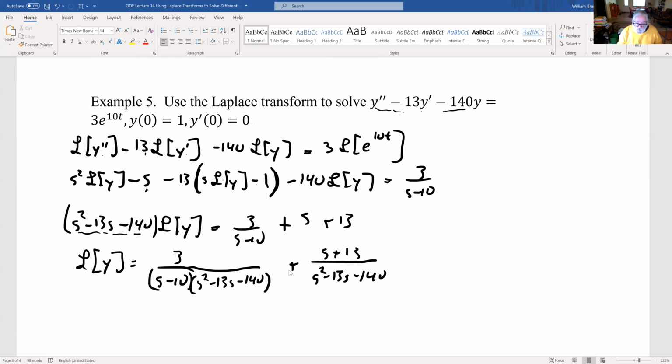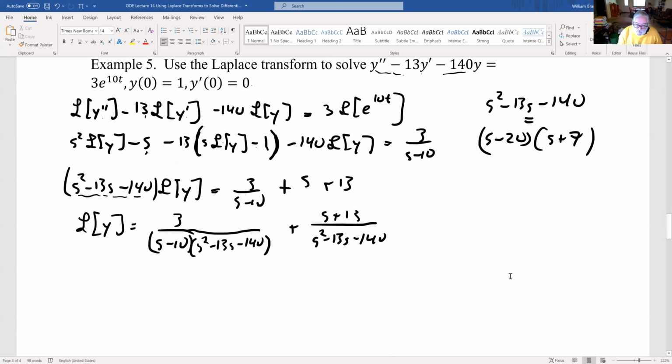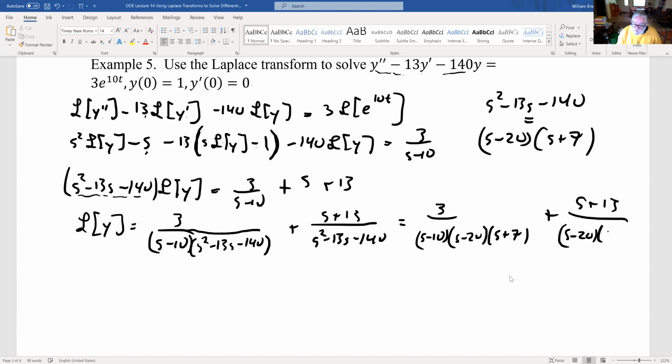We get all that. Now note we can actually factor s squared minus 13s minus 140. That factors into (s minus 20) times (s plus 7). Great. So what do we actually get here? We have 3 over (s minus 10)(s minus 20)(s plus 7), plus (s plus 13) over (s minus 20)(s plus 7). Okay, so we want to be able to figure out what this is.